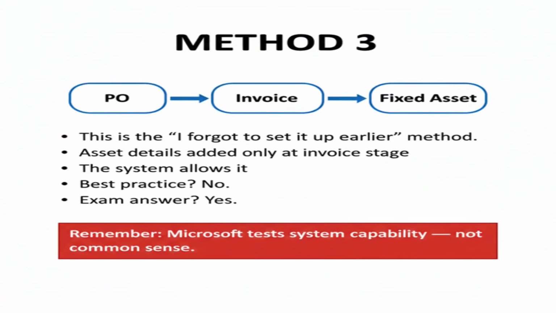Method 3, PO, invoice, fixed asset. This is the "I forgot to set it up earlier" method. Asset details are added only at invoice stage. The system allows it. Best practice? No. Exam answer? Yes. Remember, Microsoft tests system capability, not common sense.